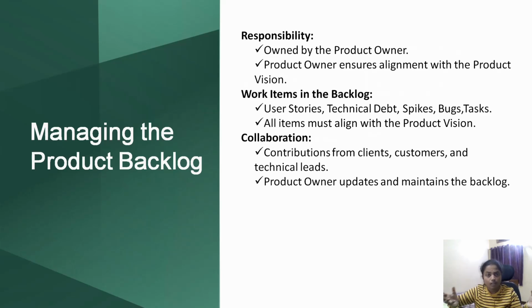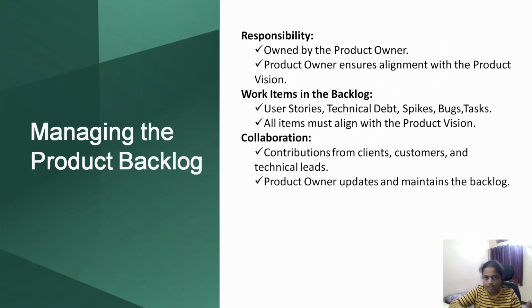The requirements can come from any stakeholders: your clients, customers, technical leads, your team members, whoever wants to add. They are going to add, but the owner is the product owner. So we will talk about who all can add the work items when we talk about the user stories, technical tests, all those things. But the owner is the product owner. The product owner will ensure that the product backlog is completely aligned with the product vision.